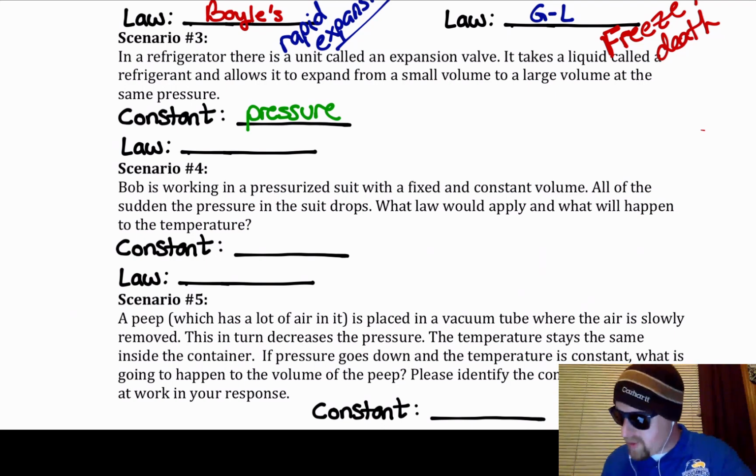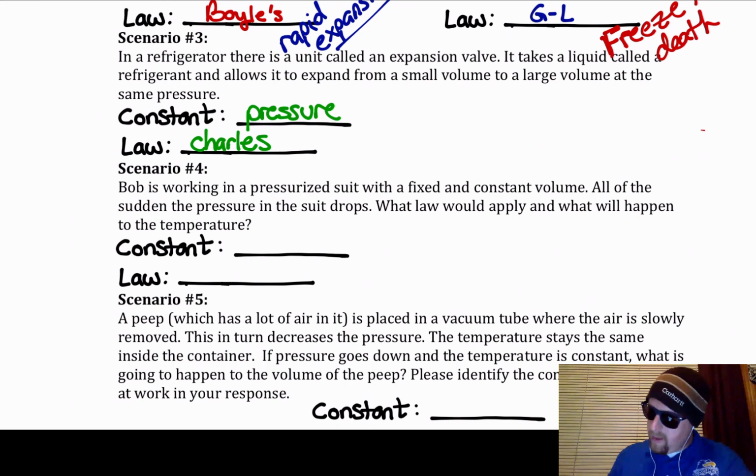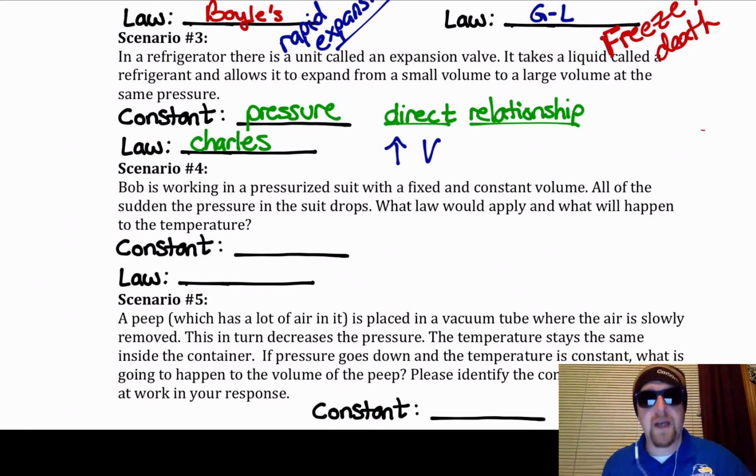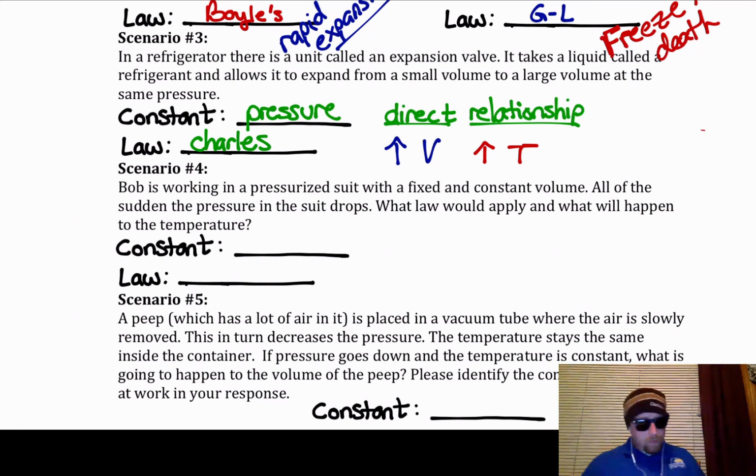And the law that correlates to this would be Charles' law. Now, Charles' law is a direct relationship, which means that as one thing changes, the other changes in the same way. So if it goes from a small volume to a large volume, that means volume's changing. The only other thing that can change here is temperature. So if we see an increase in volume, this direct relationship tells us that we'd also see an increase in temperature. If we were to decrease volume, we decrease temperature. But in this particular situation, there's an increase in volume, so there's an increase in temperature. That's what would happen to the gas or the refrigeration liquid in a refrigerator.